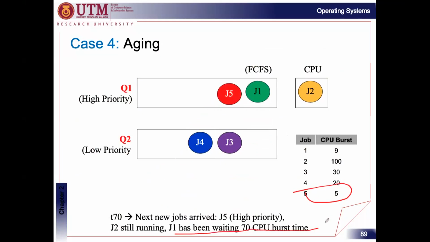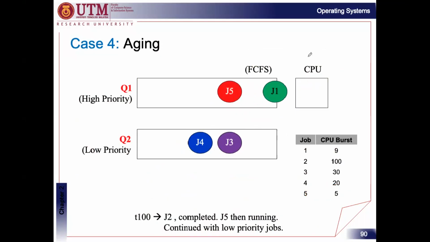So it changes and moves to the high priority. J1 is also waiting so long that it moves to the high priority. Then J5 is processed, and J1 after it. After J2 completes, they start giving the CPU to another one based on the priority.